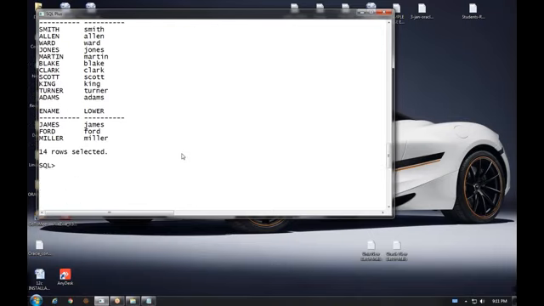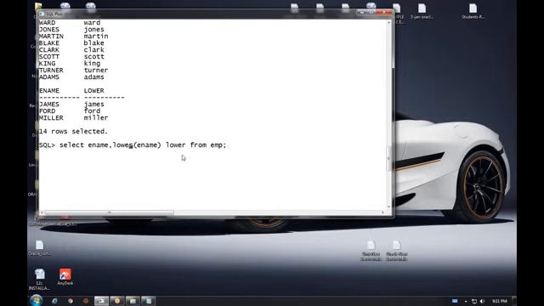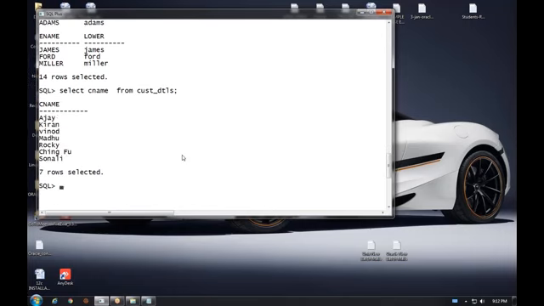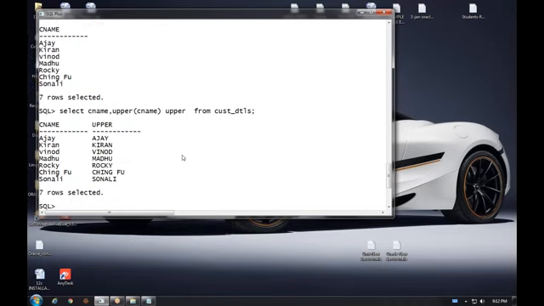Next, upper. Let me take a different example. Select CNAME from customer details table, cust underscore details. The beginning letter is capital, remaining are small. I want to display all names in uppercase. So upper of CNAME. So here is the upper result. Actual names are mixed case, but here it is printing each name in capital case.